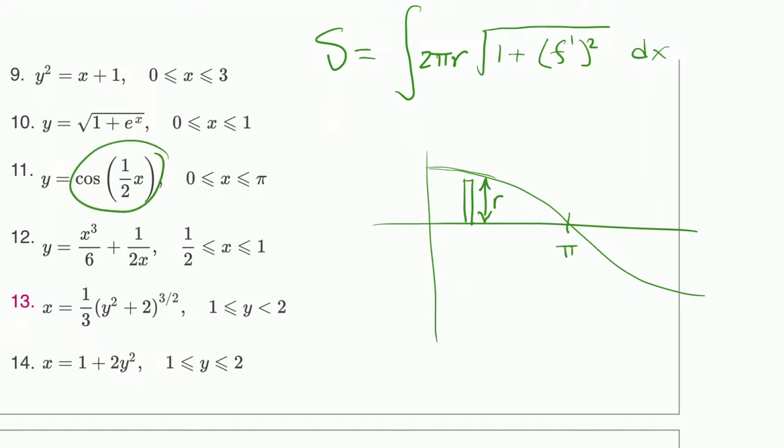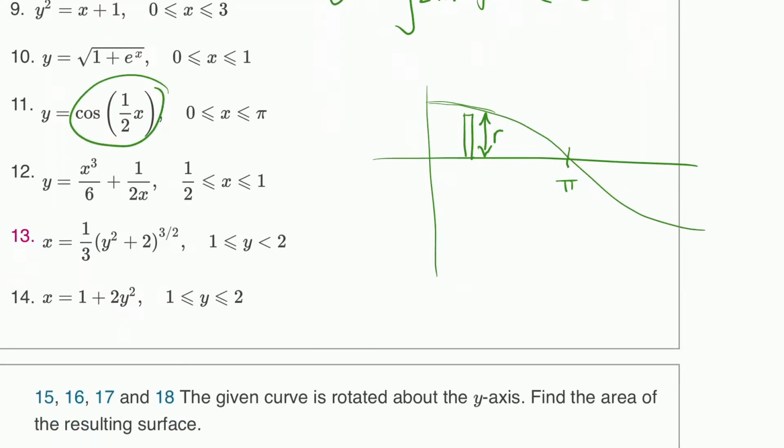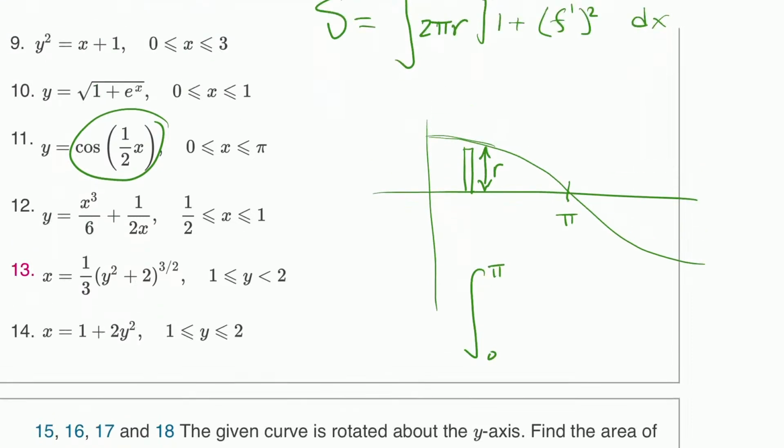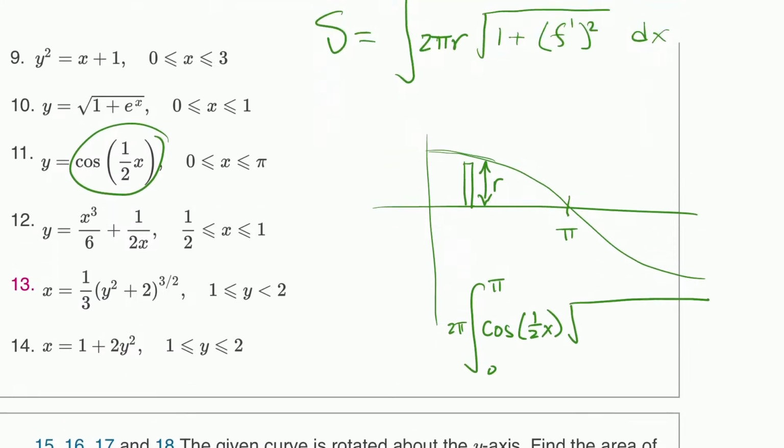R is this. So let's see, this is going to be the integral from 0 to pi of, I'm going to put my 2 pi out front, if that's okay. R is the cosine of 1/2 x. And then in here, I'm going to have 1 plus the derivative of cosine 1/2 x. So that will be 1/2 times the sine. So this will be the sine of 1/2 x.